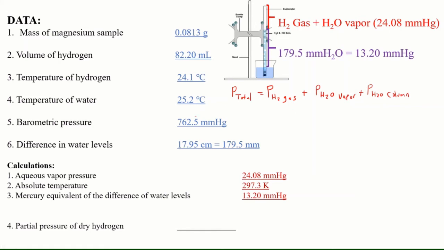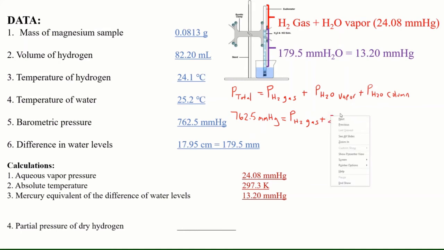So the total pressure is right here. This is my barometric pressure. It's 762.5 millimeters of mercury. This is going to equal the partial pressure of hydrogen gas, that's what I'm looking for, plus the partial pressure of water vapor. The partial pressure of water vapor is 24.08. That's what I calculated in line number 1 of the calculation.